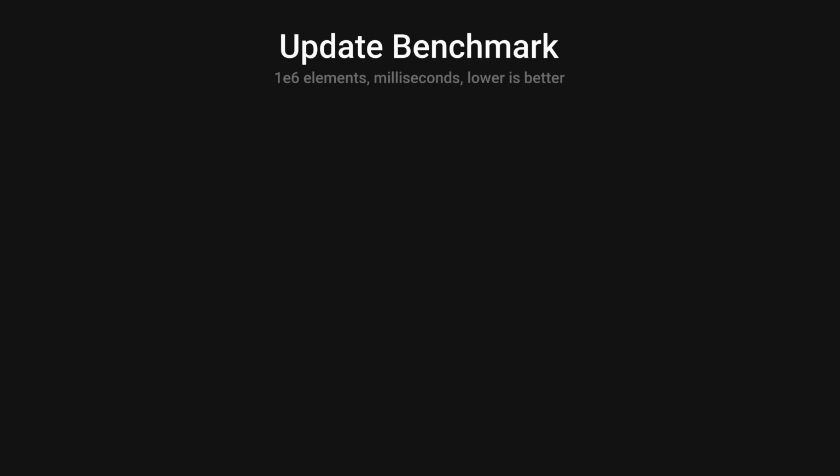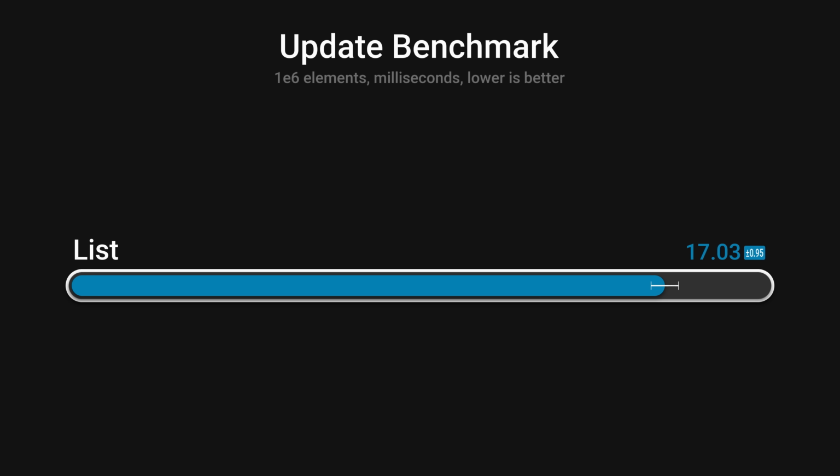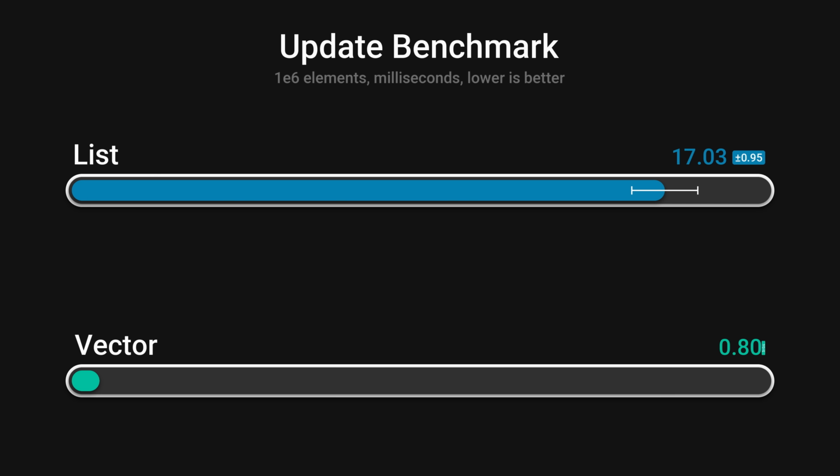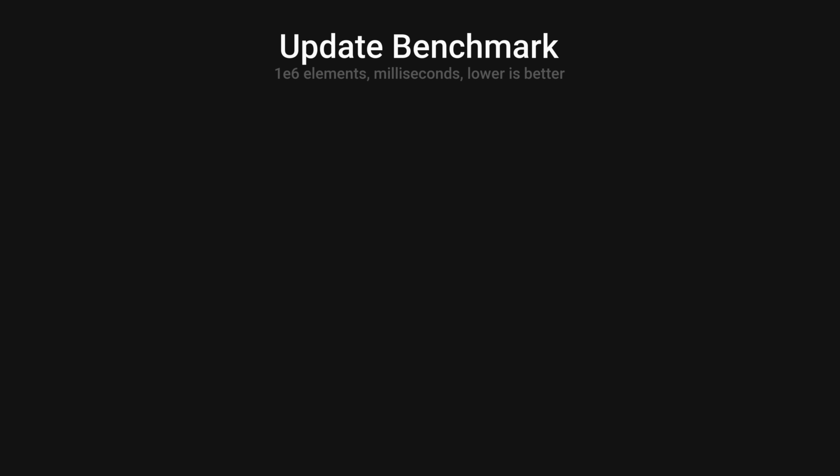With the list, the process takes an average of 17 milliseconds. As for the vector, the difference is once again significant, as the same operation takes only 800 microseconds. And, just like with the sum, the fluctuations are minimal. In this test, which is closer to a real-world scenario, the list is once again 20 times slower. But what explains such a stark difference between the two?